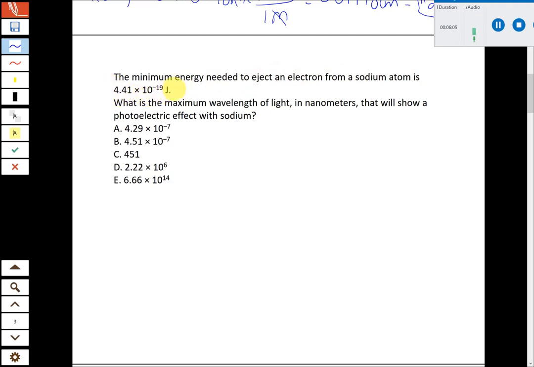But the minimum energy needed to eject an electron from a sodium atom is 4.41 times 10 to the minus 19 joules. So that's how much photon energy you need for the photoelectric effect to be observed in sodium. What is the maximum wavelength of light? Again, careful with units, nanometers, that will show a photoelectric effect with sodium.